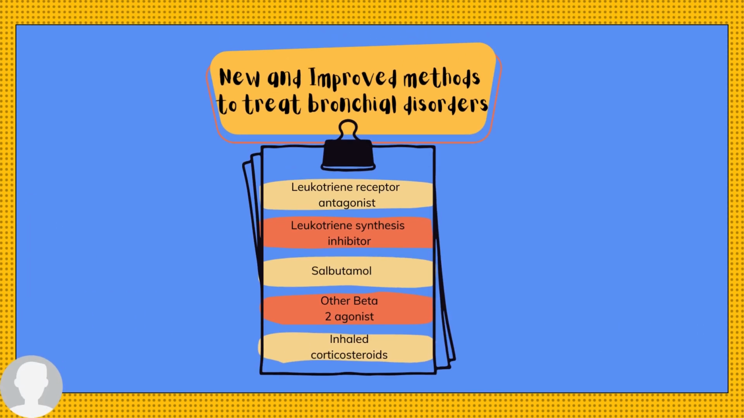In contrast, we now have a number of drugs that can be used in place of aminophylline to treat bronchial disorders. These include leukotriene receptor antagonists, leukotriene synthesis inhibitors, salbutamol, and other beta 2 agonists, as well as inhaled corticosteroids. All of these drugs are more effective than aminophylline and have fewer side effects, thus increasing patient compliance.